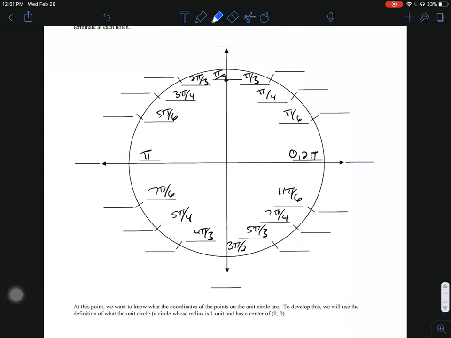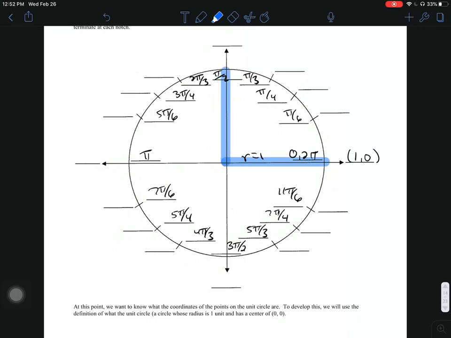Now, in these other blanks, we're going to write down the ordered pairs of each of these numbers. Now, let's just do some easy ones. This is assuming it's a unit circle, so that means the radius is 1. This ordered pair would have to be 1, 0. Now, why is that? If the radius is 1, we're going 1 unit to the right to get to this point right here. And we went up or down 0, so the y value is 0.